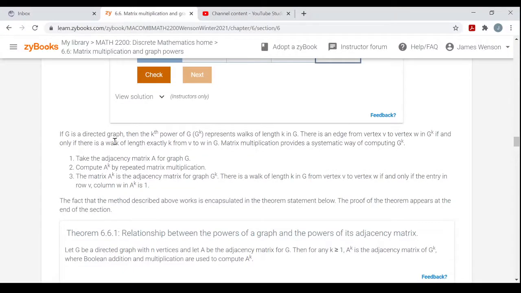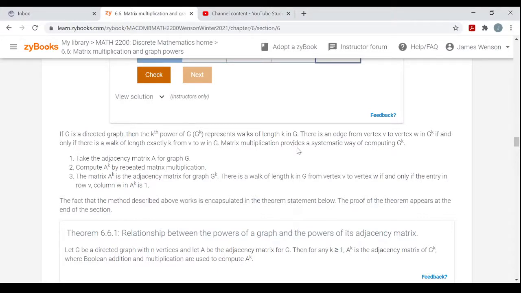So if G is a directed graph, then the kth power of G, denoted by G to the k, represents walks of length k back in the original graph G. So there's an edge from vertex V to vertex W in G to the k if and only if there's a walk of length exactly k from V to W in the original graph G.